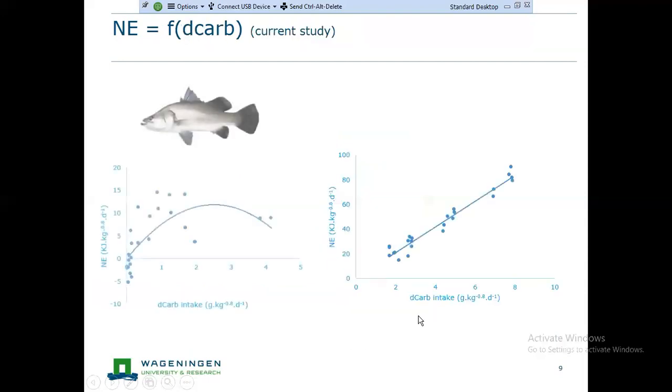To visualize this, we can see that for barramundi, when we increase the digested carbohydrate, the growth, or the net energy, increases up to around 2 gram per metabolic body weight, and then the growth goes down. But for carp, this is not the case. Increased digested carbohydrate intake increases growth linearly.